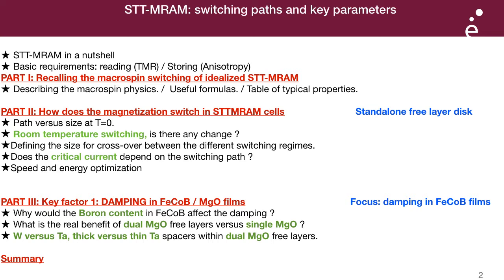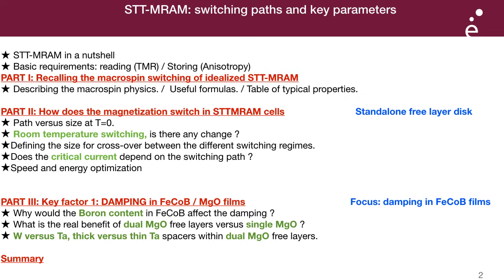I will first spend a few slides presenting STT-MRAM in a nutshell, and in particular how do we read the information using tunneling magnetoresistance, and how we store the information using magnetic anisotropy. And after that, I will spend the first part to recall the dynamics of magnetization switching in an idealized STT-MRAM, which is the macrospin model, in order to introduce some of the most useful formulas for STT-MRAM and a table of typical magnetic properties.